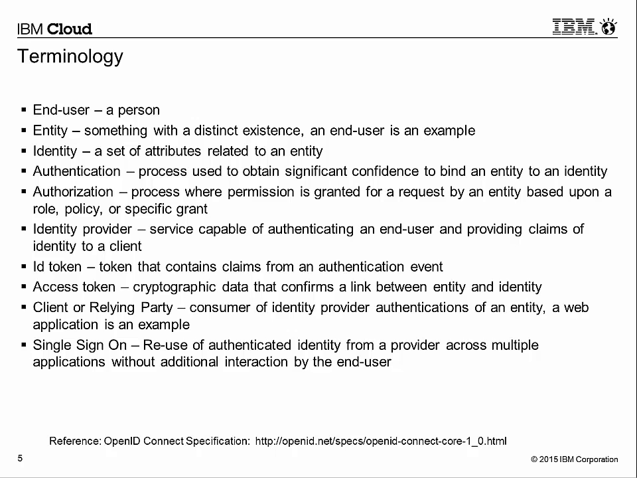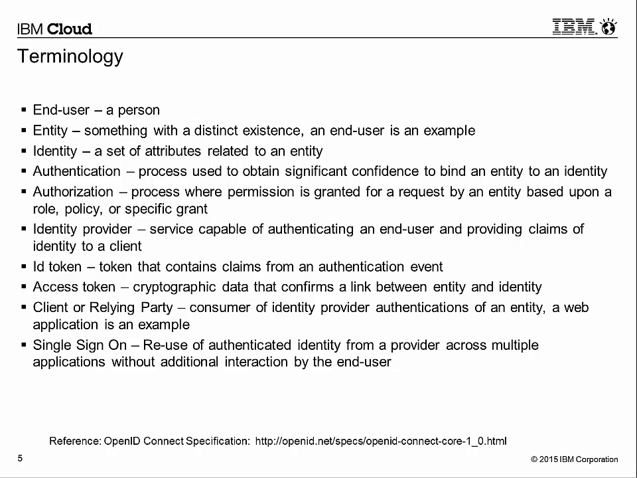First of all, an end user, that's a person. An entity is something with a distinct existence. An end user is an example, and the example that we'll be using in our scenario here. An identity is a set of attributes related to an entity. An end user identity would have an attribute like a name or an email address. Authentication is a process where we gain enough confidence to bind an entity to a specific identity. This is performed by an identity provider.